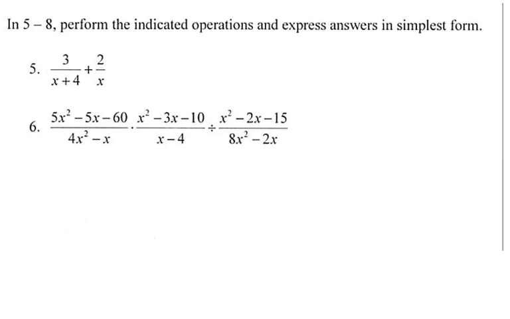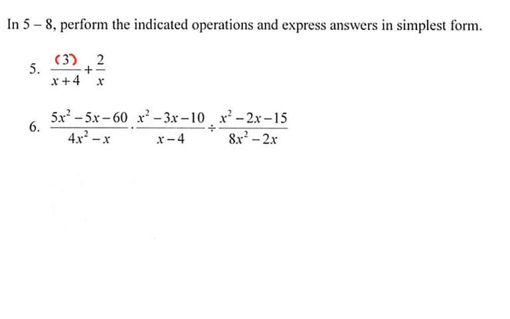Alright, let's look at number 5 and 6. What we want to do is combine them as the operation that's given, and then express them in simplest form if possible. First one, when you look at x plus 4 and x as the denominators of the two fractions, what is the common denominator? It looks like x was common but not, because x and 4 is addition, not multiplication, so x is not a common factor.